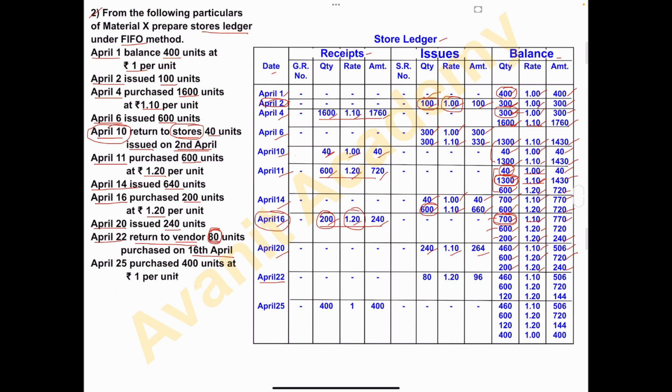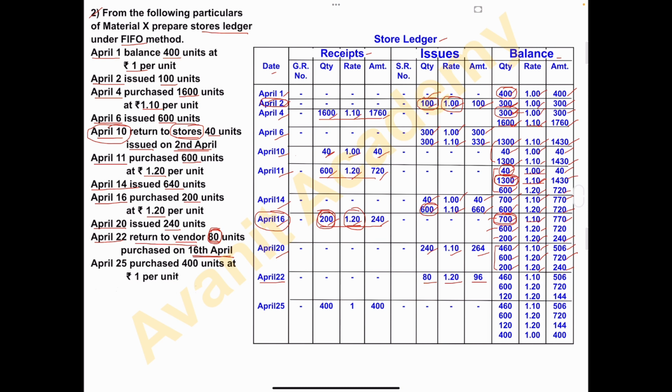So how many units are returned? 80 units. So for that we have to take the rate. So which rate you will take? The goods are returned to vendor which were purchased on 16th April. See the 16th April. On 16th April we have purchased 200 units at rupees 1.20. At whichever rate you purchased, at the same rate you have to return. So we'll write that rate, that is 1.20, 80 into 1.20, and the amount is 96.